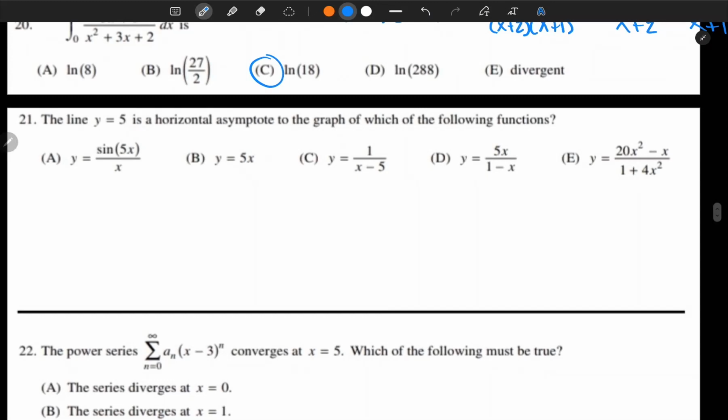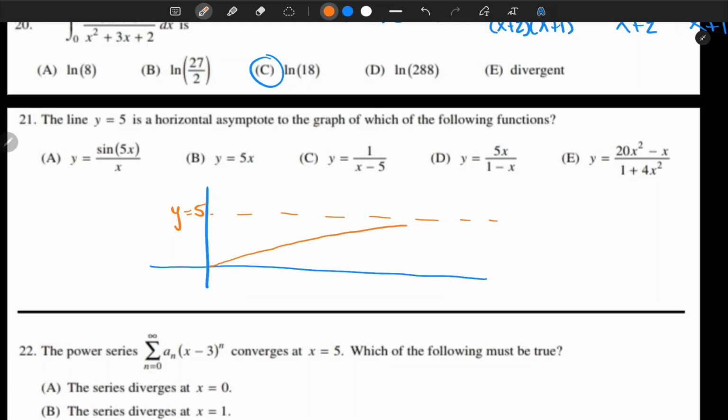Moving on, the line y is equal to 5 is a horizontal asymptote to the graph of which of the following functions? Well, let's look at what happens as x goes to infinity for each of these. A horizontal asymptote means that the function, as x goes to infinity, looks something like this. Say you have this plot, and this is y is equal to 5. A horizontal asymptote means that you have a function that gets closer and closer to y is equal to 5 as x goes to infinity, where this here is x.